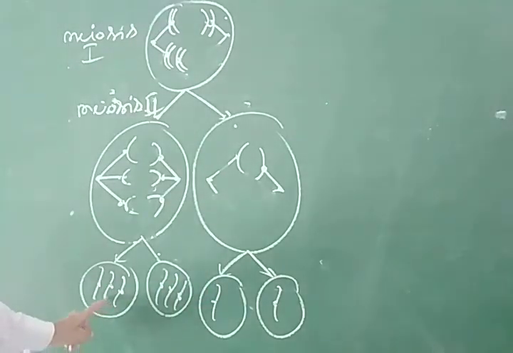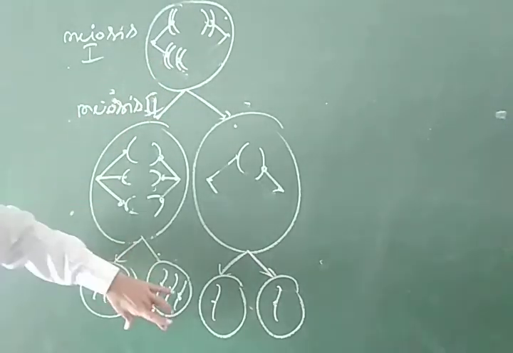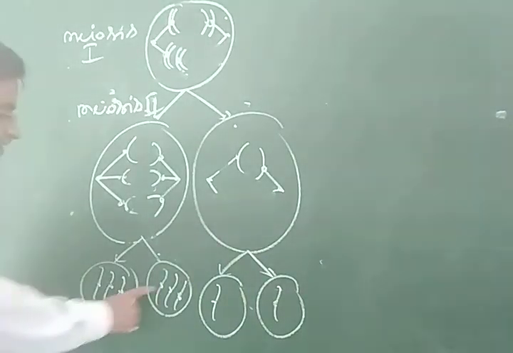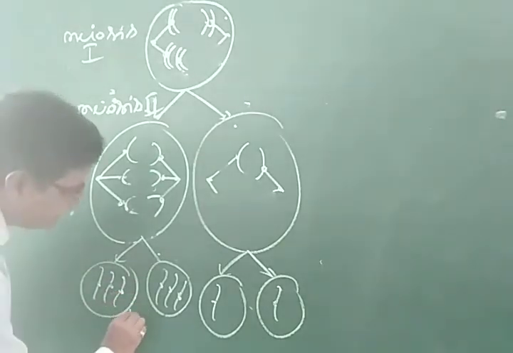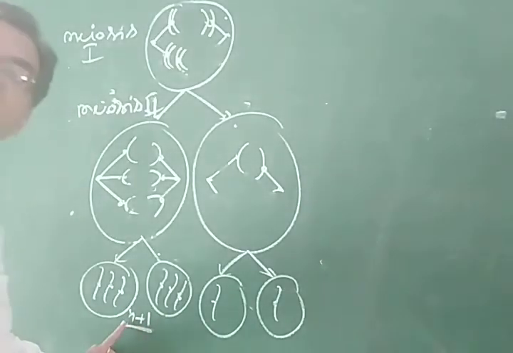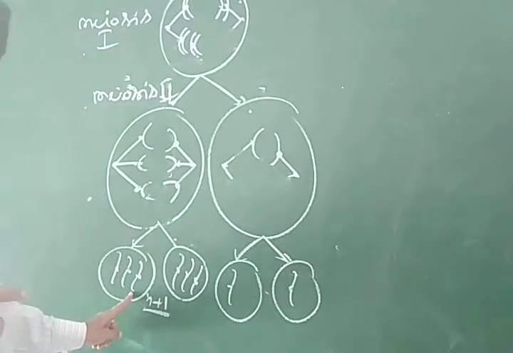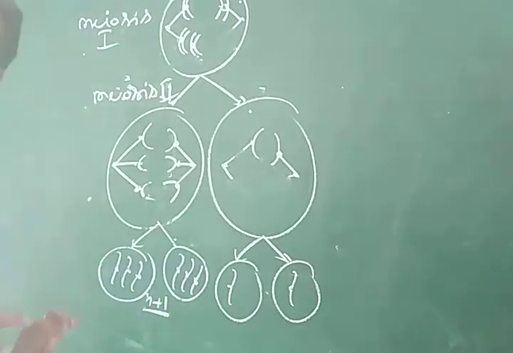But now here you can see that due to this failure of the segregation of homologous chromosomes, these 2 gametes contain 3 chromosomes. What will be the condition for these? This is the n plus 1. N means the haploid number of chromosomes, so the haploid number will be n, but now there is 1 extra. So this is n plus 1. This gamete also contains n plus 1 number of chromosomes.